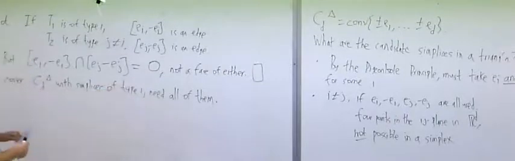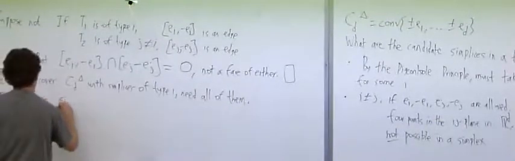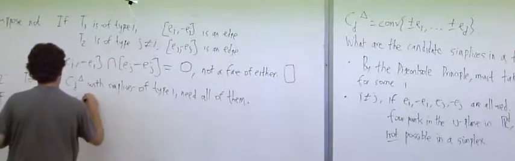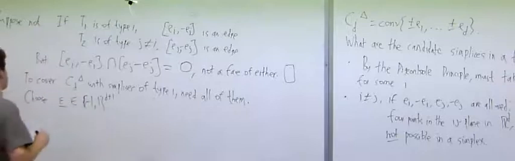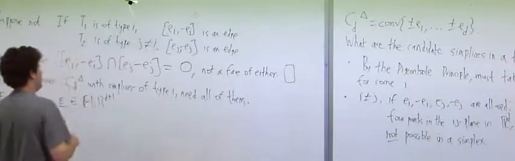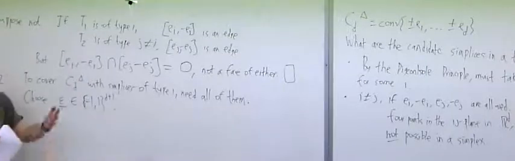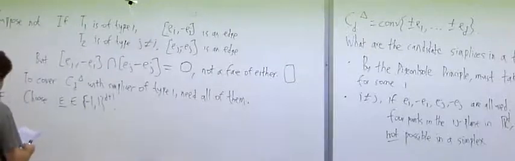OK, so here's the proof of that one. Let's choose an arbitrary sign pattern, epsilon. And I'll choose i first. And I'm just going to write down a point which is only in one of these simplices. And here's the point.